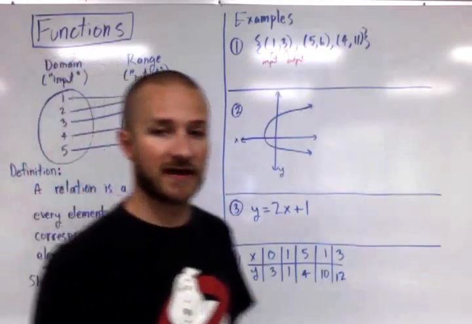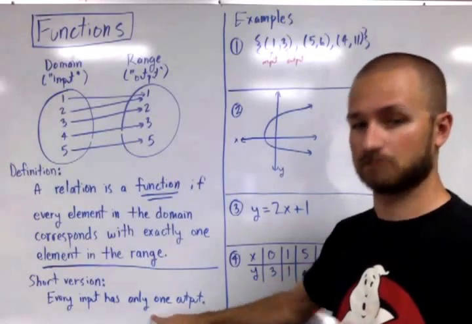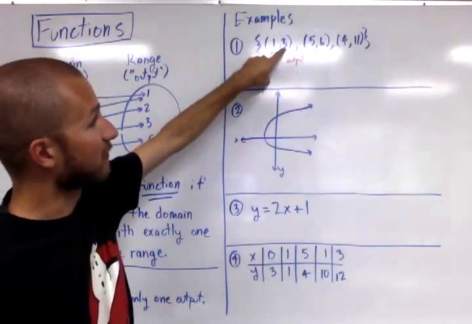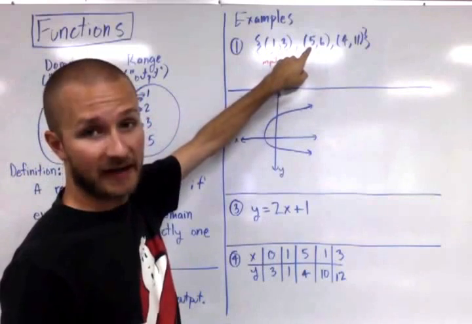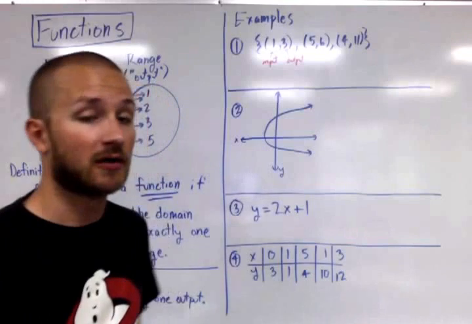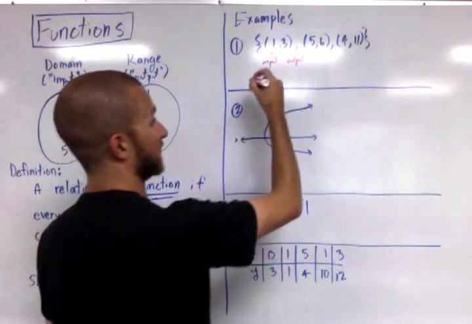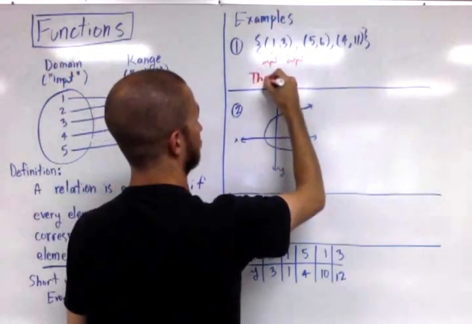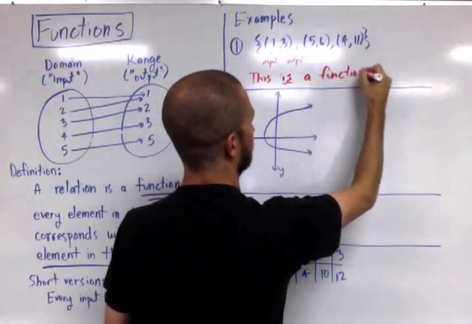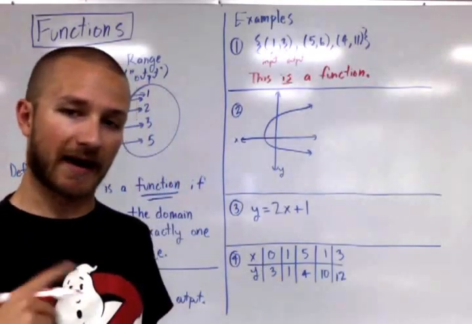To do that, we'll have to check the definition. We'll use the informal one here. Does every input have exactly one output? Well, let's see. If I look here, I have the input of 1, and this has an output of 3. This one has input of 5 and an output of 6. The next one, an input of 4 and an output of 11. It's a pretty small one, but every single input has only one output, which means this is a function. Right, so it is a function because every input has only one output.